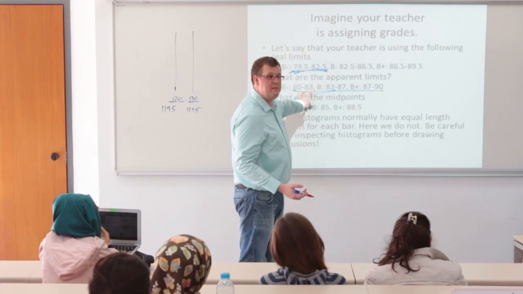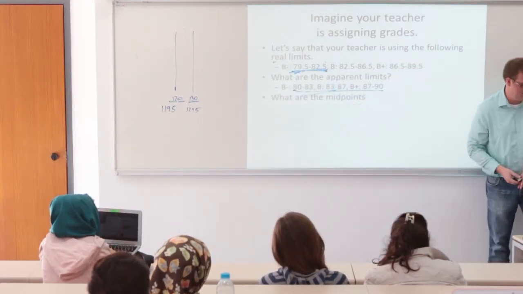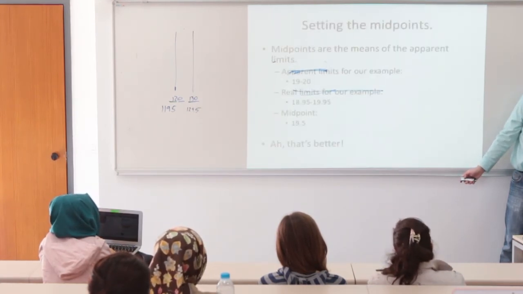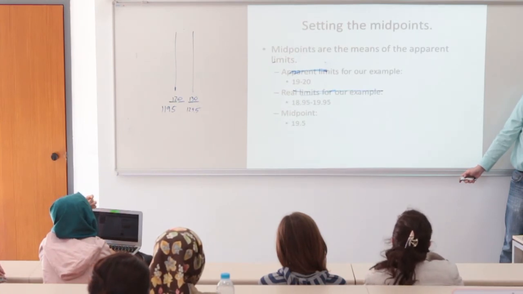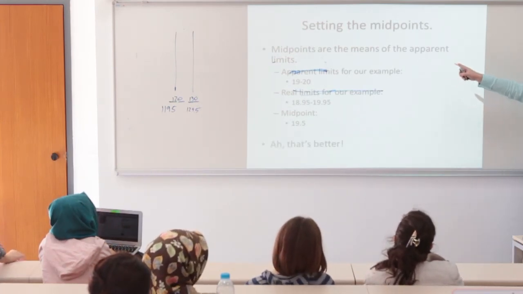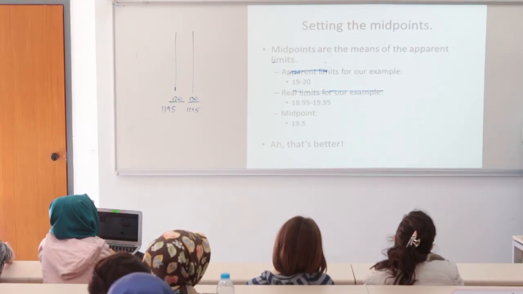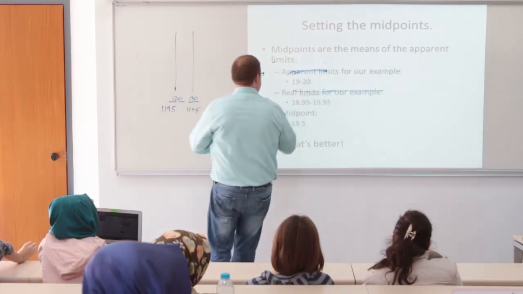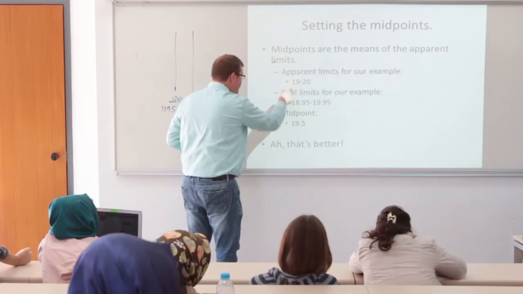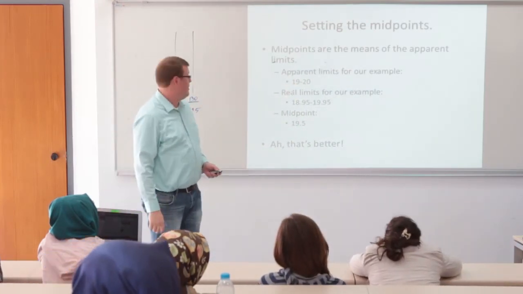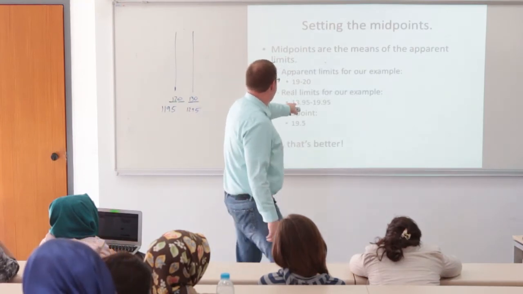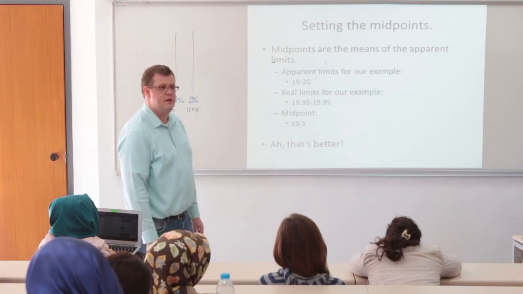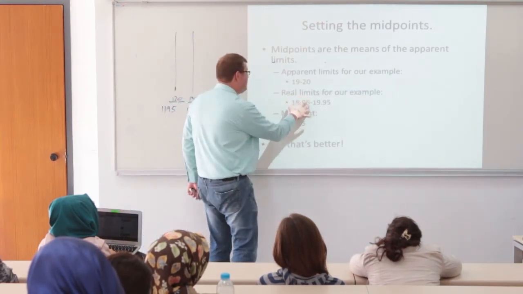No, we are using the apparent limits. Did I have this wrong on the previous slide? No, yeah, if you go back. So to calculate the midpoint, what do we use? Here we go. Midpoints are the means of the apparent limits. So we are using the apparent limits, right? The apparent limits here, 19 to 20. The midpoint of the apparent limits is 19.5. The midpoint for the real limits, I think that would be 19.45, right? But we're not using the midpoints for the real limits, we're using it for the apparent limits.